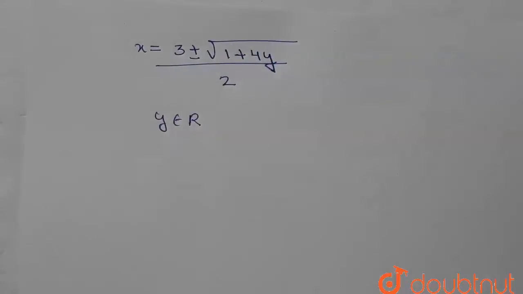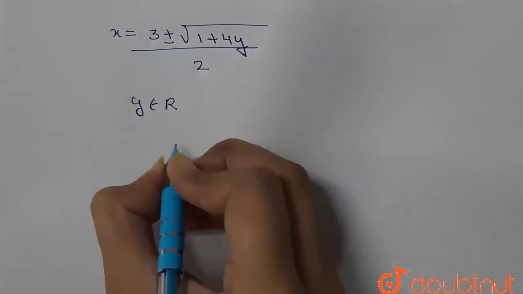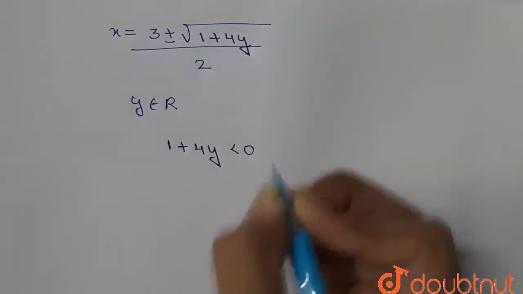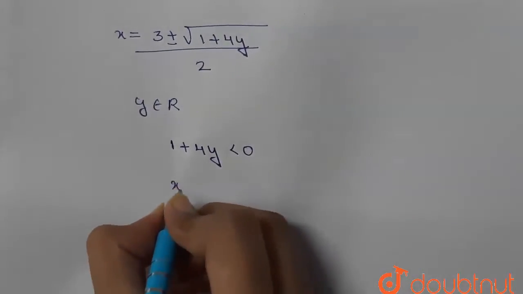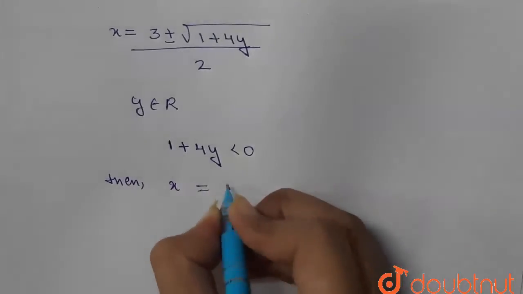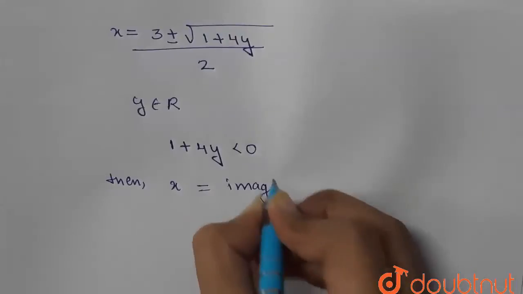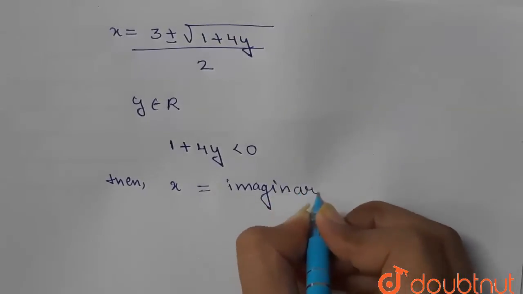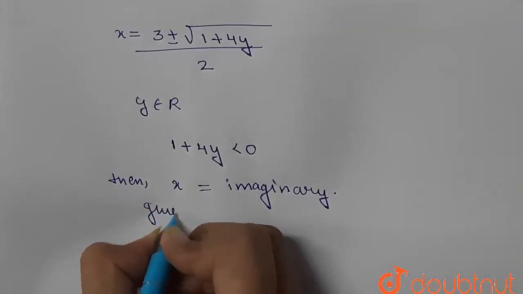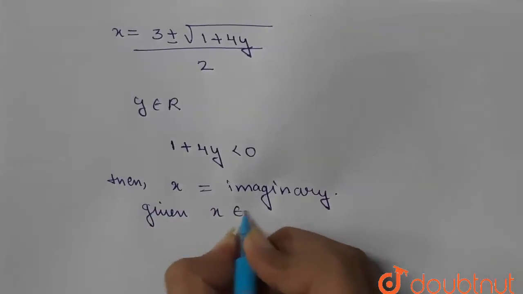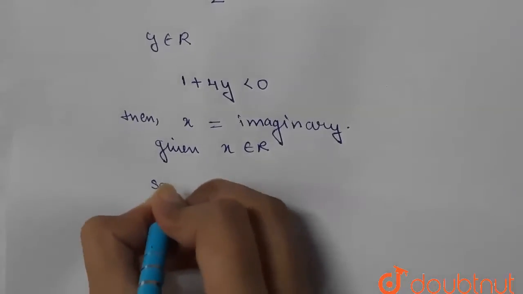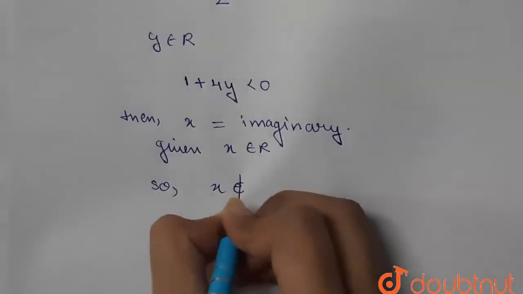Now we are given that y belongs to R, but this is the discriminant, and we know that if the discriminant D is less than 0, here 1 plus 4y less than 0, then x will be imaginary. But it is given that x belongs to real, and looking at this we can see that it is not. So x does not belong to R.